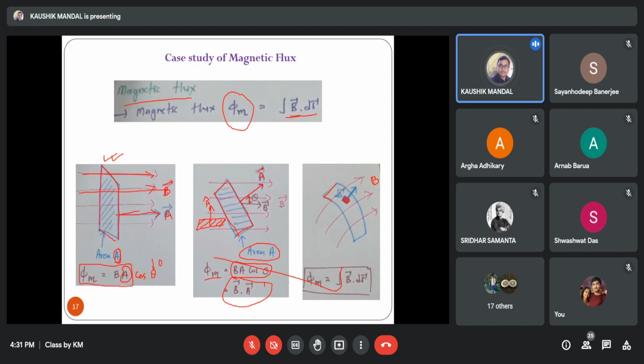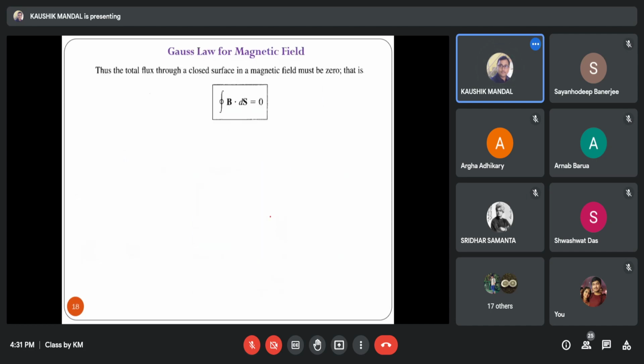That's why I am discussing these different situations. To realize the maximum magnetic flux, you have to place the surface perpendicularly. If you place it parallel to the magnetic field, the amount of flux will be 0. So with this basic idea of magnetic flux, now we are moving to Gauss's law for the magnetic field. We are already familiar with Gauss's law for the electric field, from which we derived the first of Maxwell's equations. Now we are considering Gauss's law for the magnetic field.